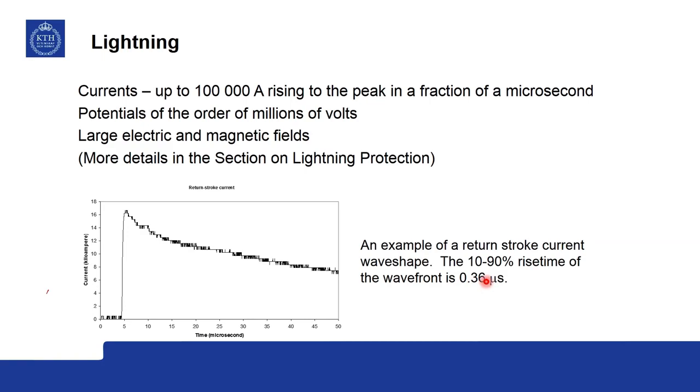So, currents up to 100,000 ampere, rising to the peak in a fraction of a microsecond, can be produced by lightning return strokes, and the potentials can be of the order of millions of volt, and this produces very large electric and magnetic fields. Very close to the lightning, you can have fields of the order of 100 kilovolts per meter, which is extremely high electric fields. More details we can see in the lightning protection.